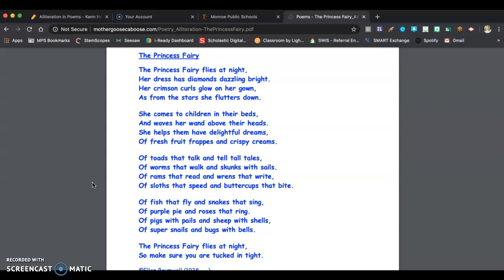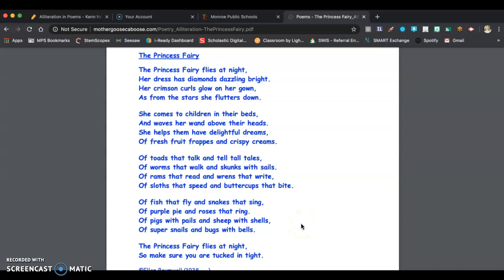So you're going to see a pattern where some words begin with the letter F several times or the letter D several times. So look for that while I read this poem to you. It's called The Princess Fairy.